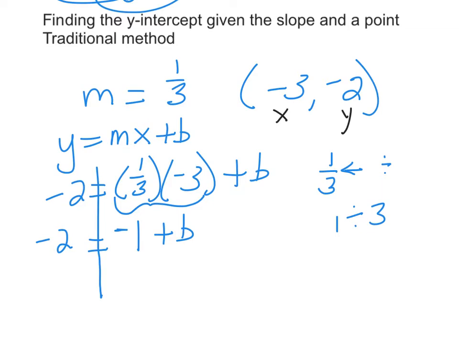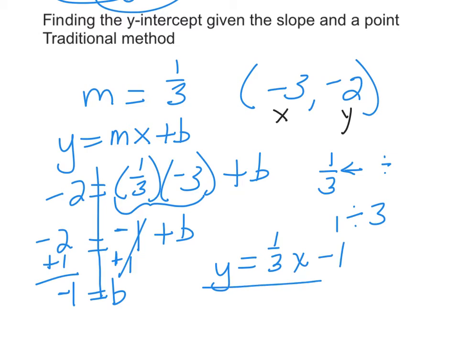Alright, back to our problem. To get b by itself, we need to get that -1 gone. The -1 is actually saying, hey, we're subtracting 1, so to do the opposite of that, we're going to add 1. What you do to one side of the equation, you have to do to the other. -2 going forward 1 more will give us a -1, and that is our b value. So if they asked us our equation, y equals 1/3 x minus 1.